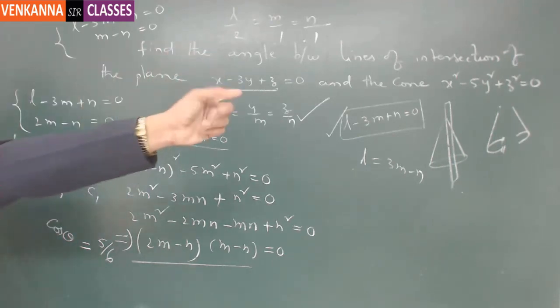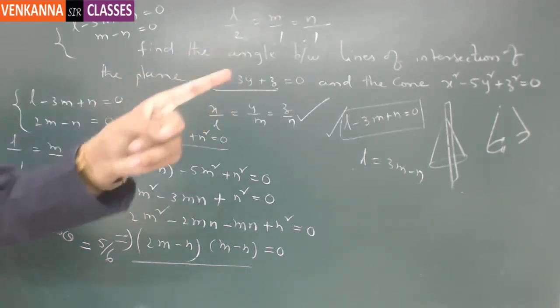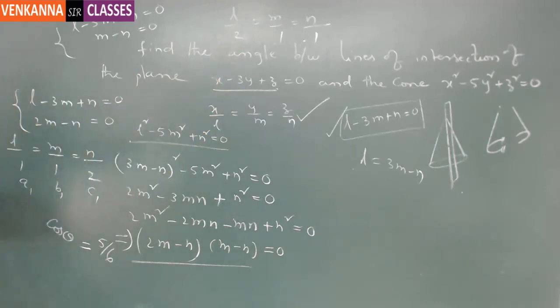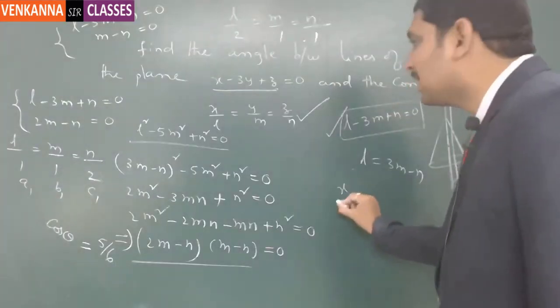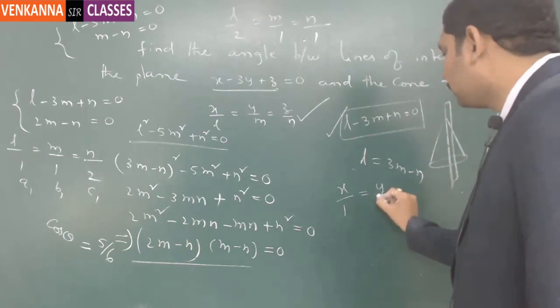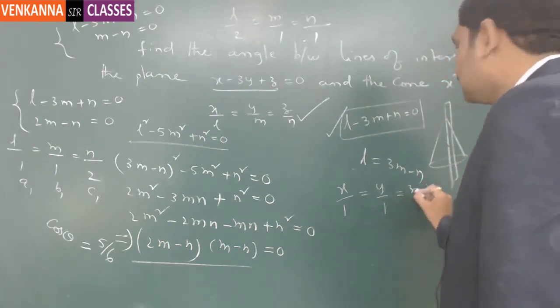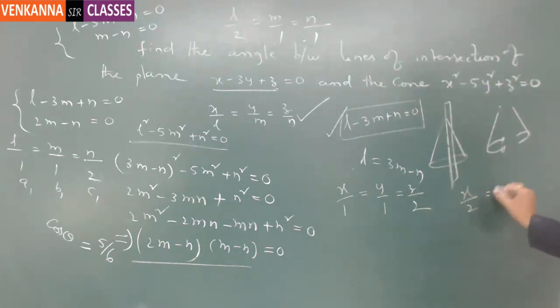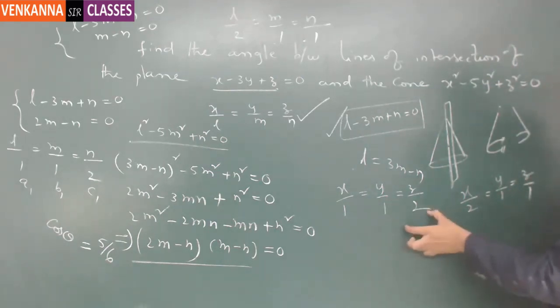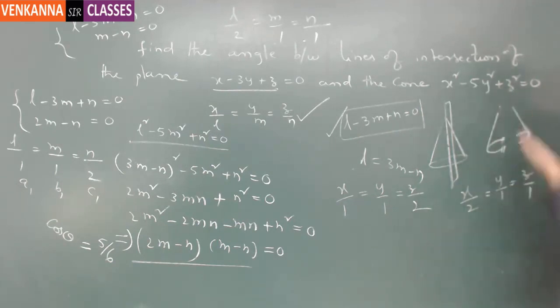So solving that, you will get the element values. If you want to specifically write the line of intersection, one line of intersection is x by 1 is equal to y by 1 is equal to z by 2. This is one line of intersection. Another one is x by 2 is equal to y by 1 is equal to z by 1. You can check that if you substitute these values in the cone equation, they will satisfy.